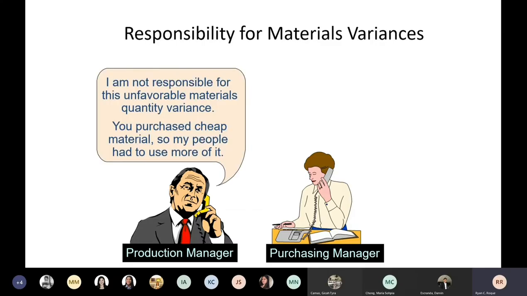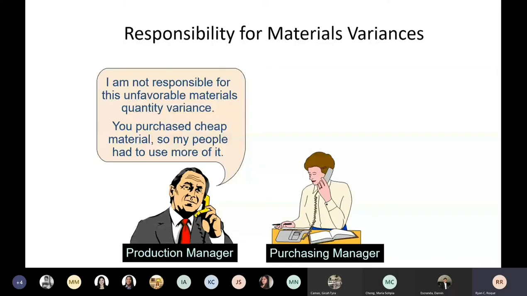Sabi ng production manager, "I am not responsible for this unfavorable materials quantity variance." Hindi niya kasalanan. "Because you purchase cheap material, so my people had to use more of it." So ito is more on we are trying to determine the root causes ng variances.